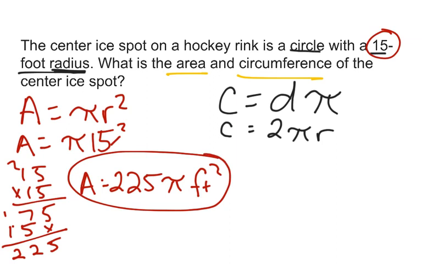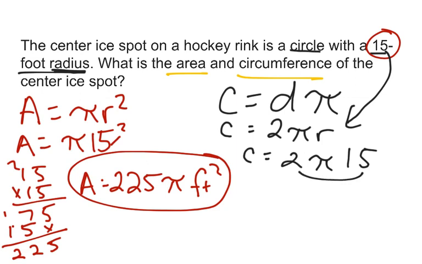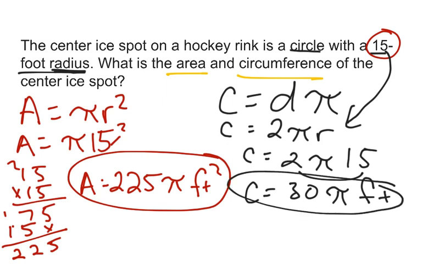So that's my area. My circumference is going to be, now I plug in 15 again for the radius, 2 times pi times 15. Combine 15 and 2. Now this time I'm not multiplying 15 times 15, I'm multiplying 15 times 2. So I have C equals 15 times 2, which is 30 pi feet, and it's not square feet, it's just feet. Now if we need to estimate the area, we can plug in 3.14 for pi.